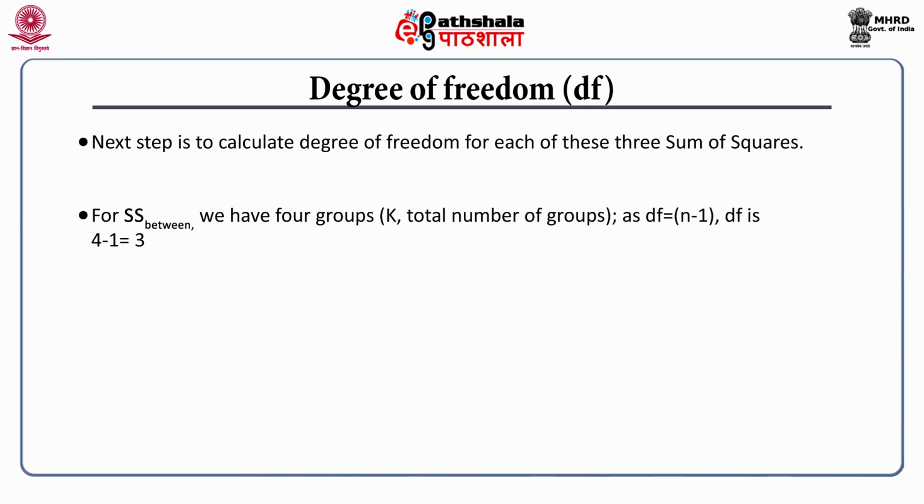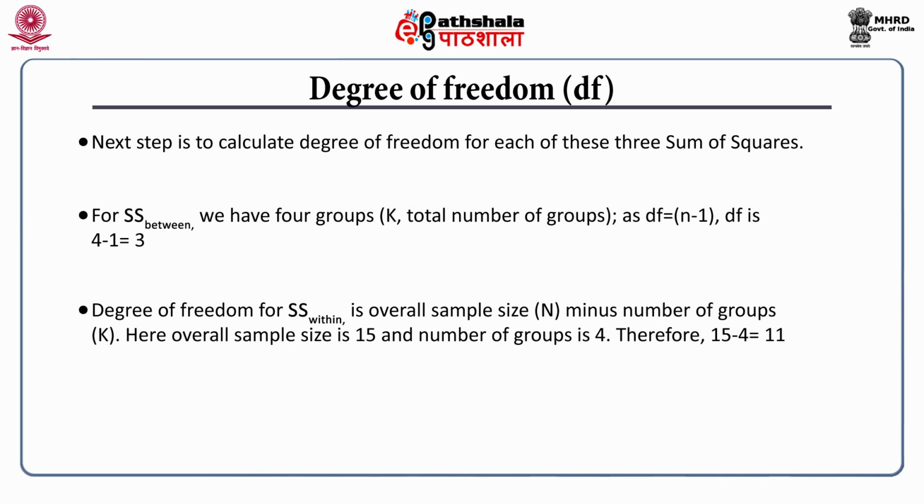For SS between, we have 4 groups, so that is also called K, the total number of groups. As degree of freedom is k minus 1, degree of freedom here is 4 minus 1, that is 3. We have 4 groups, minus 1 is 3, that is our SS between degree of freedom. Degree of freedom for SS within is the overall sample size minus the number of groups, so n minus k. Here the overall sample size is 15 and the number of groups is 4, therefore 15 minus 4, 11 is the degree of freedom for SS within.